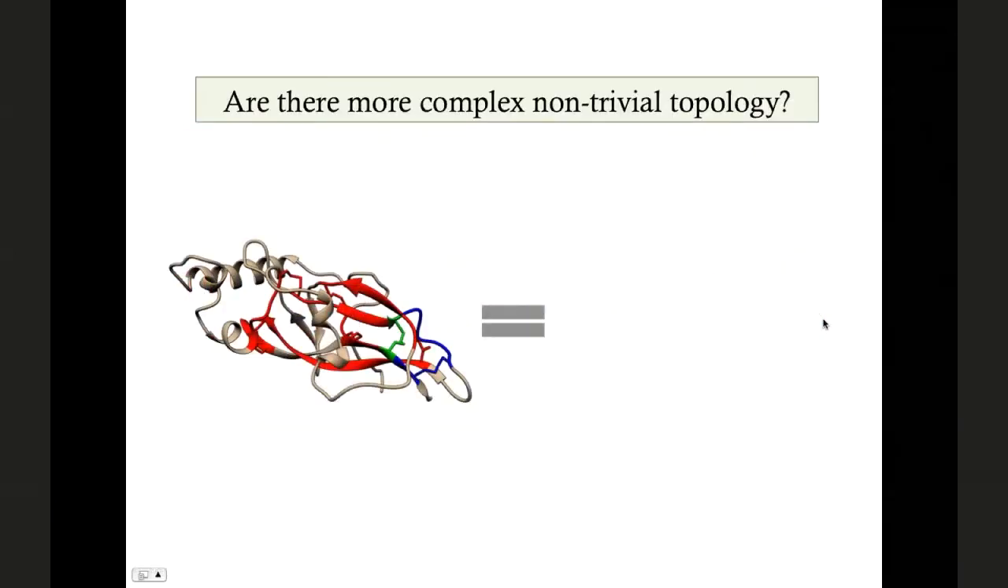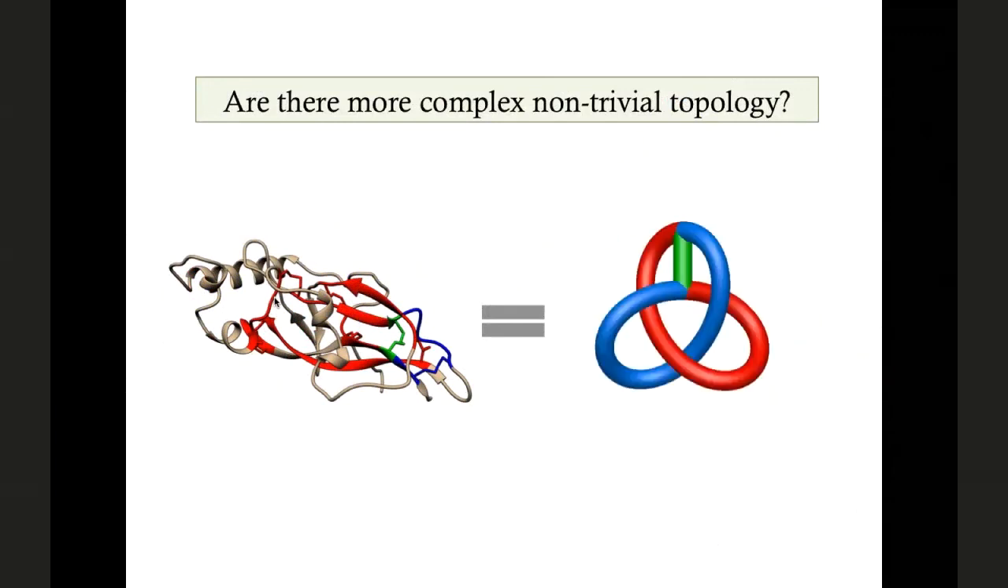And then you can finally ask, are there more complex non-trivial topologies? If you take into account the size group in the protein, then we recently found out that proteins can also make non-trivial theta curves. And that is also, I think, very surprising, and it was not investigated before.